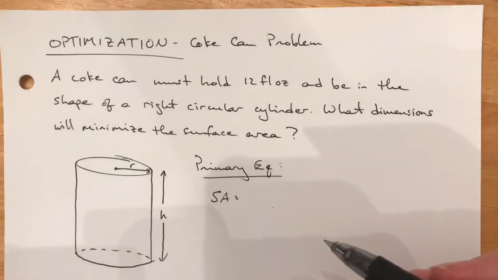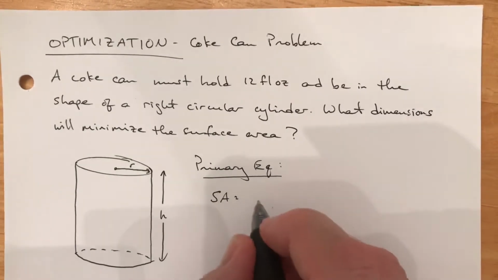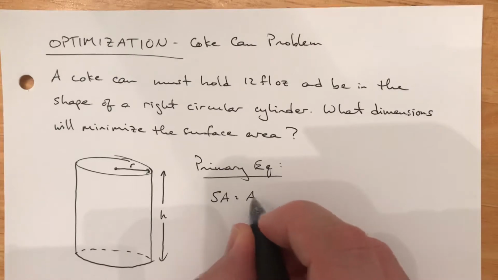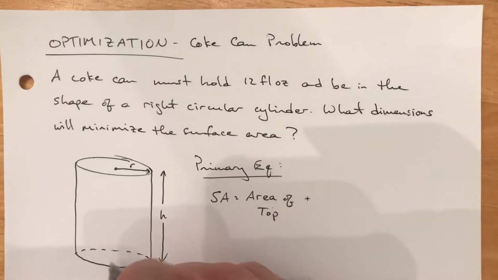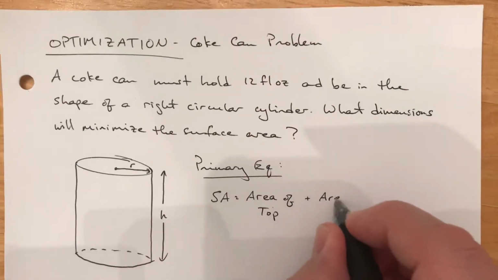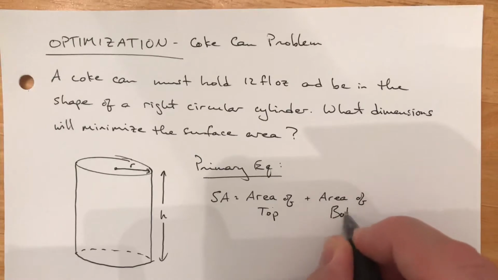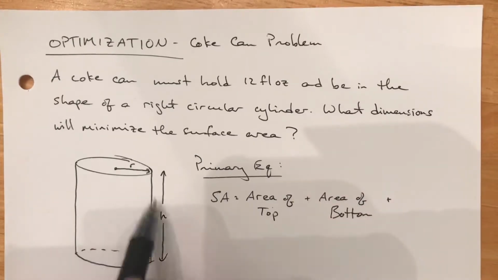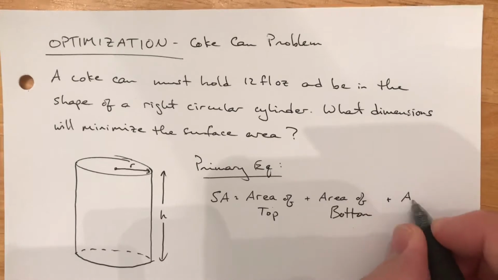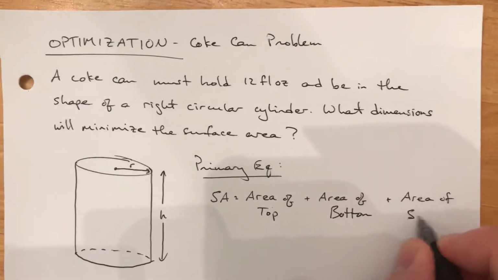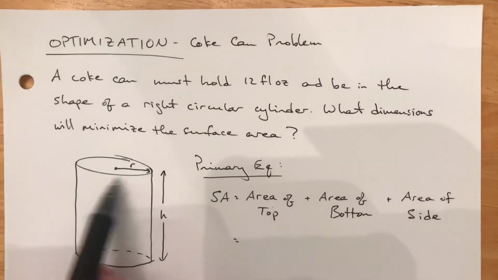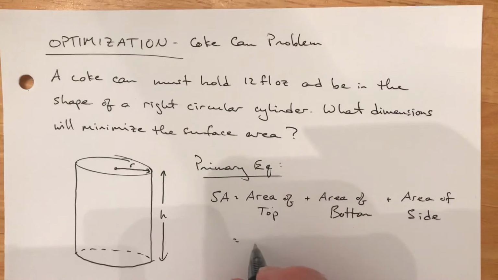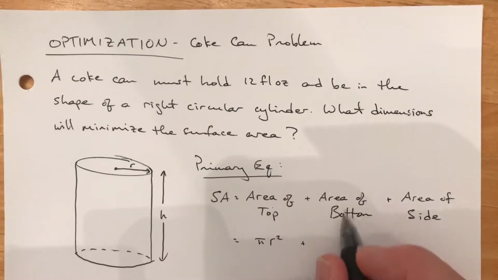Now our can is going to be really made up of three separate pieces. It's going to be made up of the top, so we need the area of the top of the can. It's going to be made up of the bottom, so we need the area of the bottom of the can, and it's going to be made up of this side piece, which we will have to figure out how to come up with the area for as well. Now the top of our can, that's easy. It's a circle, and so the area is just pi r squared, and the same for the bottom of the can.